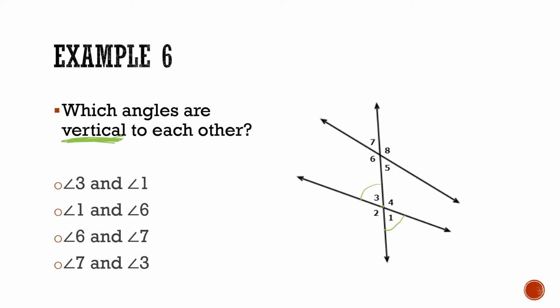Okay, do they share a vertex? They're opposite of each other. If you extend them both, you're outlining them. So that looks to be the correct answer. Let's go ahead and check our other ones real quick. So 1 and 6 are not vertical angles. 6 and 7, those are beside each other. Those would be adjacent, not vertical. And then angle 7 and 3, also not vertical angles. So it is that first one, angle 3 and angle 1.